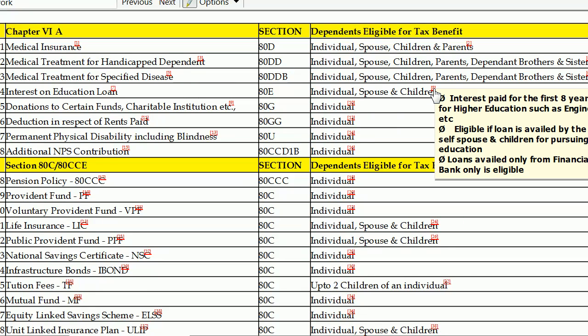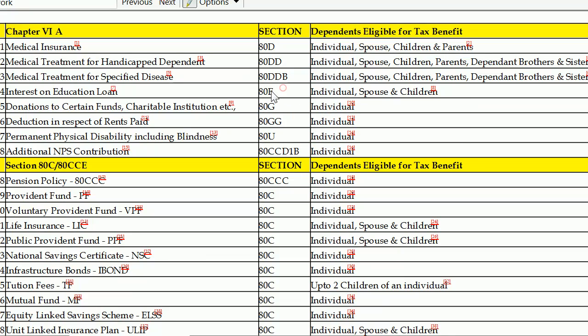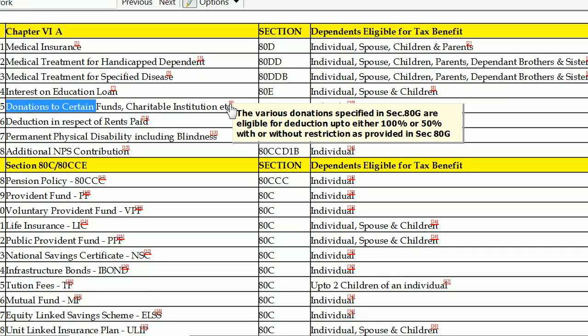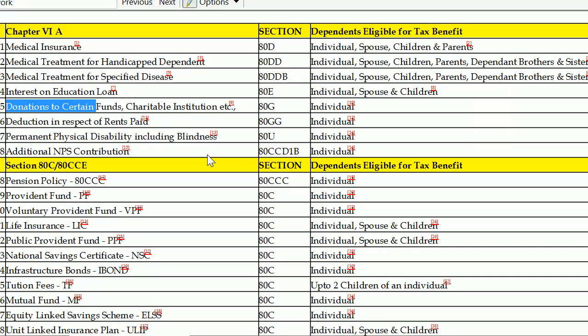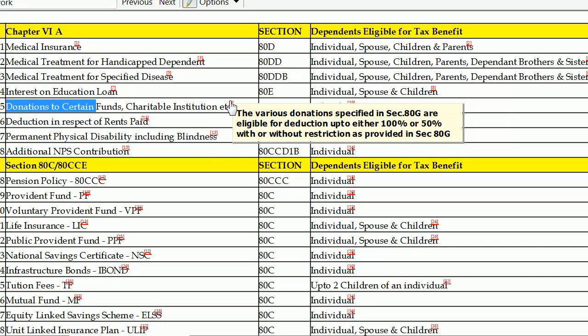Okay, so this will come under 80E. Donations to certain funds, charitable institutions, etc. If you are going to pay some amount as donations, it will be covered under 80G to any charitable trust, as provided by 80G. You are able to send that.